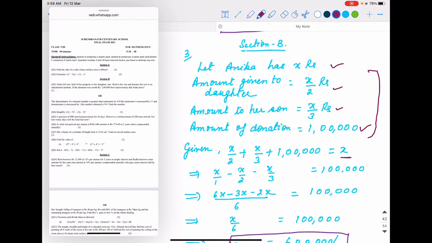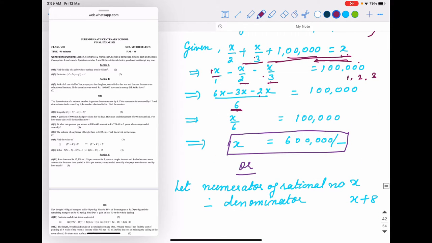Now we simplify. The x by 2 and x by 3 variables we take to the left hand side, so it is x minus x by 2 minus x by 3, and 1 lakh. So now we take the LCM of 2 and 3, which is 6. Now here x is there, 1x. So it will be 6x minus 3x minus 2x, that is 6x minus 5x, that will be x by 6 equals 1 lakh. If you cross multiply, that will be 6 lakh rupees.